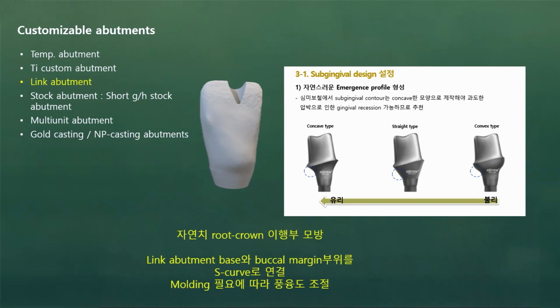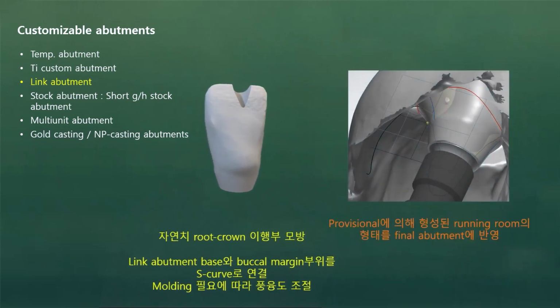But as I said in the last lecture, this too smooth S-curve is not so good in the gingiva. It should be a bit separated. So that would give you a more aesthetic temporary. So mostly link abutment, as I said, is used. Oh, and also this screw type abutment creates running room, and then to transfer that into final, like this on the CAD/CAM, the final screw type shape or form is superimposed like this.